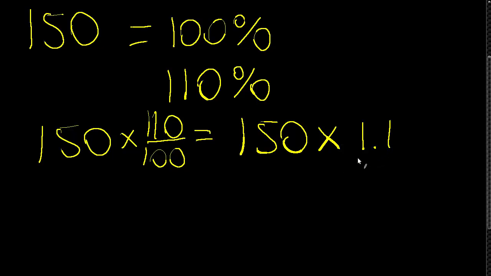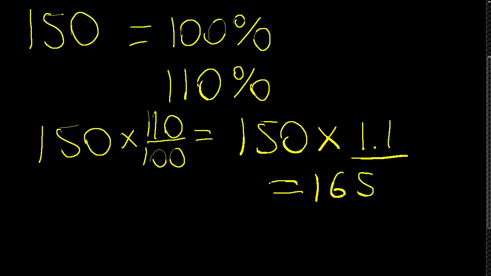So this is what's called the multiplier, because if I multiply any number by 1.1, it will give me 10% more than my starting amount. So 150 times by 1.1 would give us the same answer as earlier, 165. So that's an example of using the multiplier to increase something by 10%.